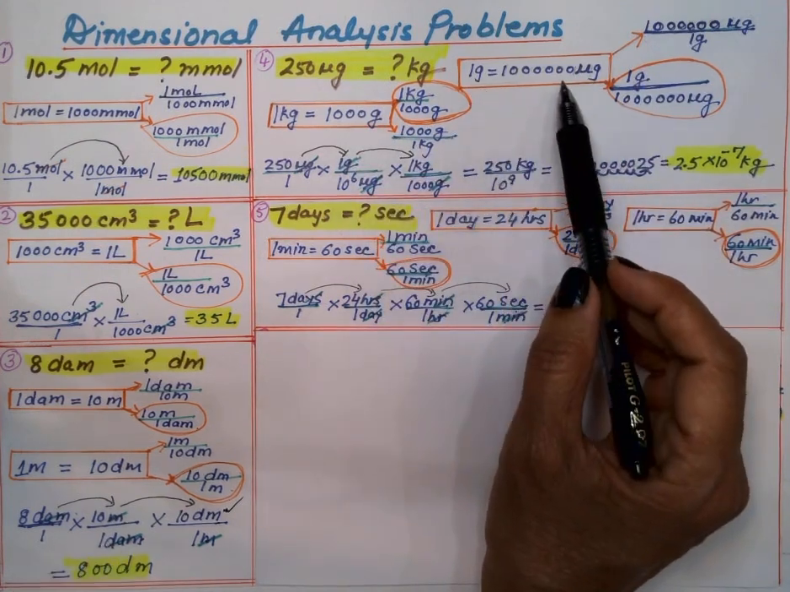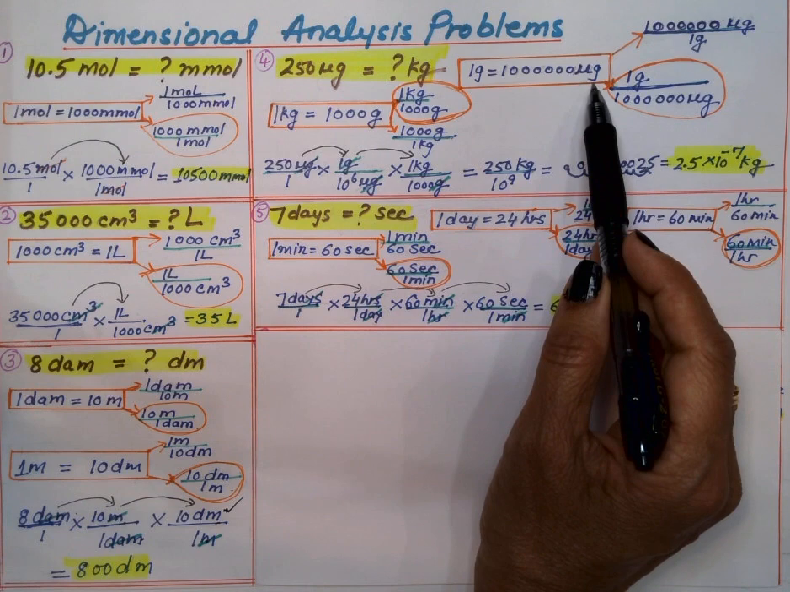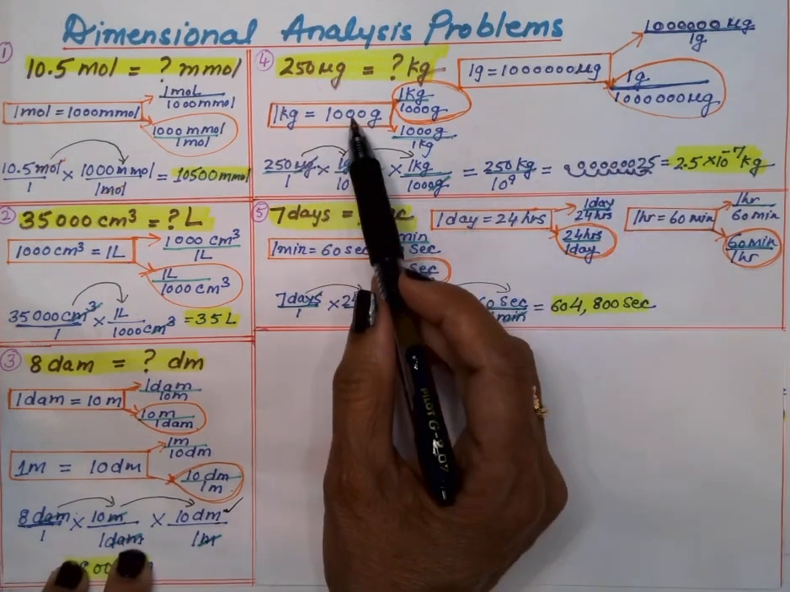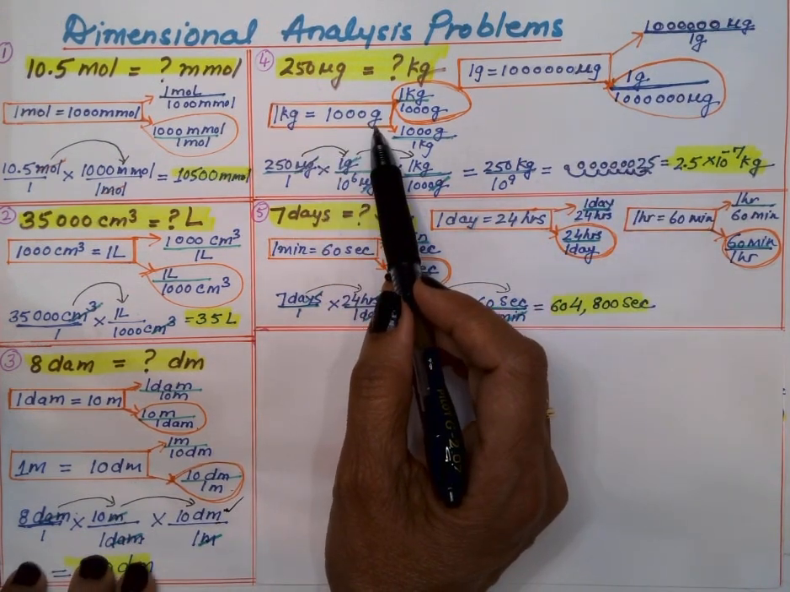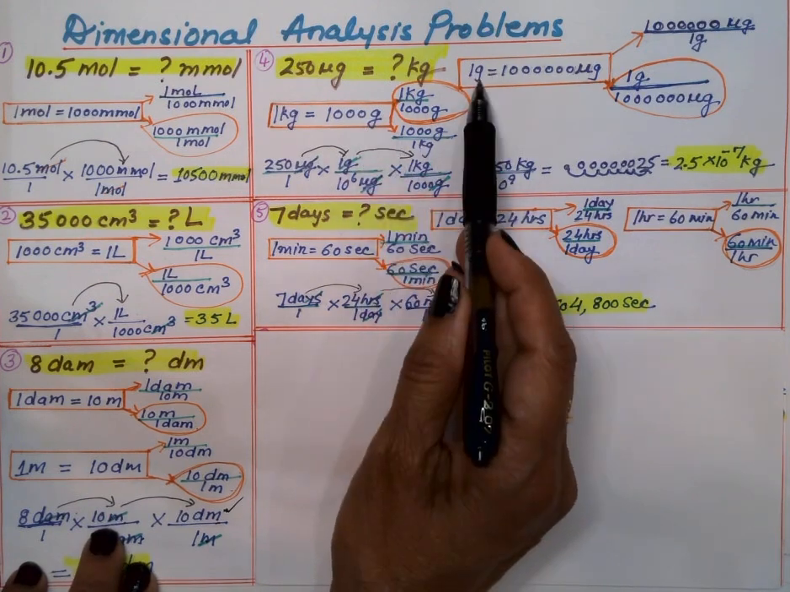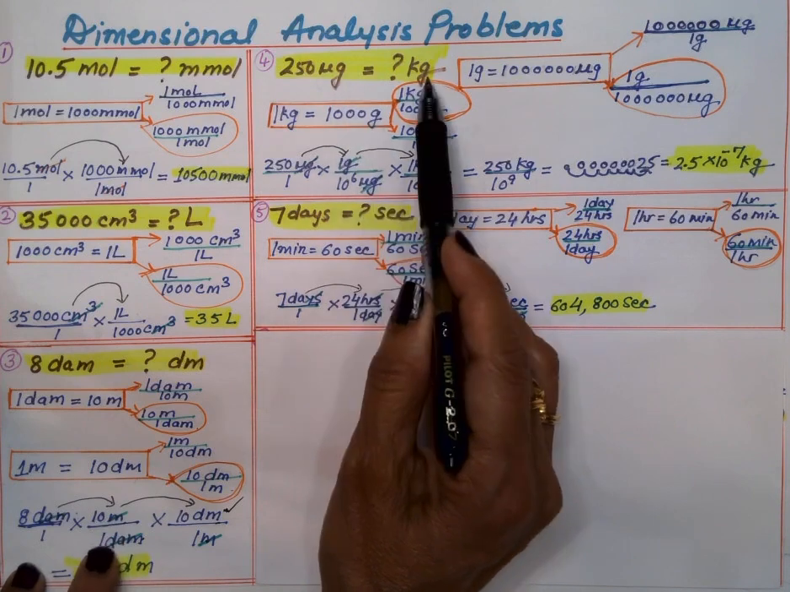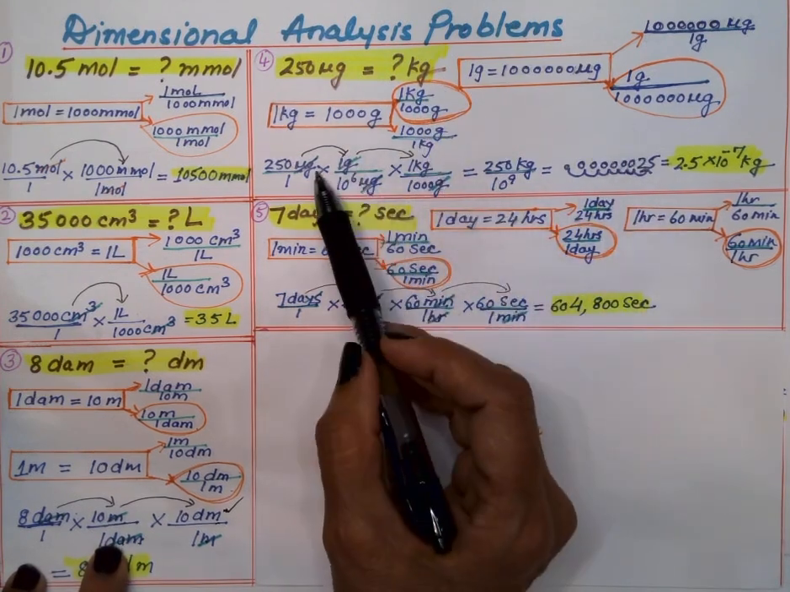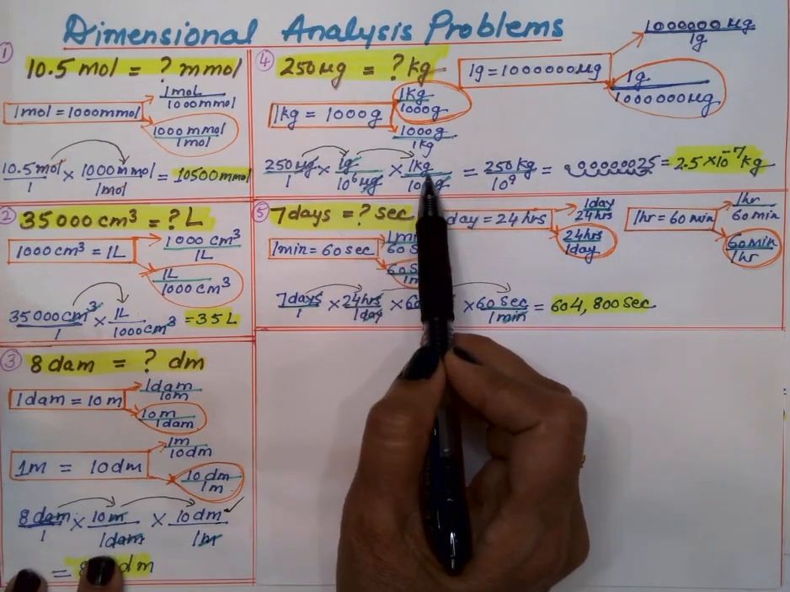1 gram is equal to 10 to the power 6 micrograms, and 1 kilogram is equal to 1000 grams. So what is common in between these two is grams. Grams is common in between micrograms and kilograms. Now you're going to go from micrograms to grams to kilogram.